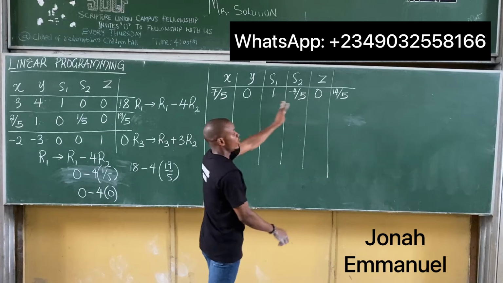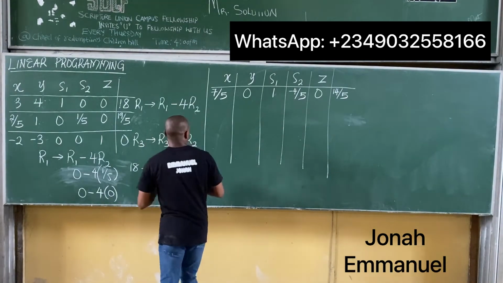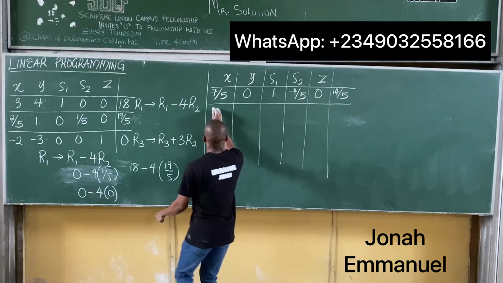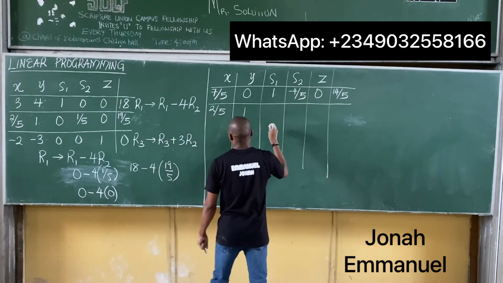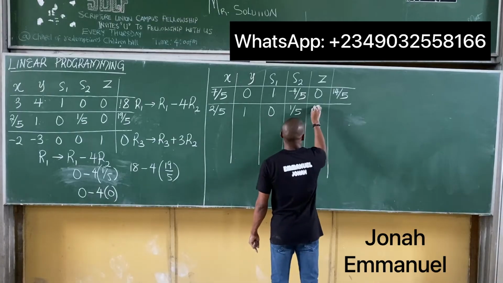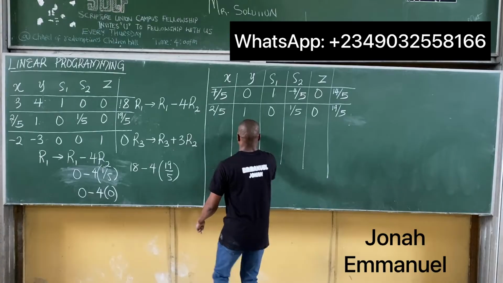Alright, so I'm done with row 1 there. Row 2, leave it that way. So it becomes what there? 2 over 5, 1, 0, 1 over 5, 0, 19 over 5. I'm done with this.